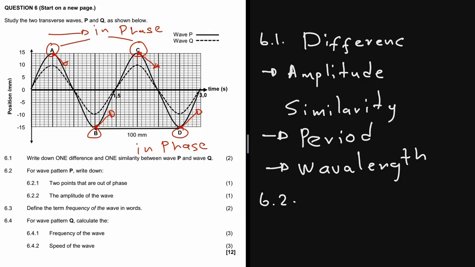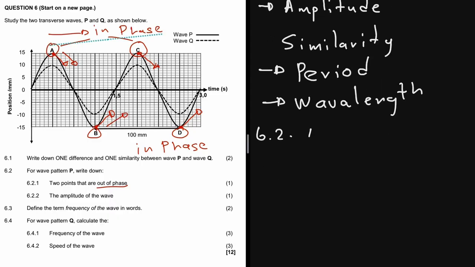Now when we talk about out of phase, we talk about points that are going in opposite directions. Point A is going down and point B is going up. So this means points A and B are out of phase. Or you can also look at points C and D. C is going down, D is going up. So those 2 points are out of phase.